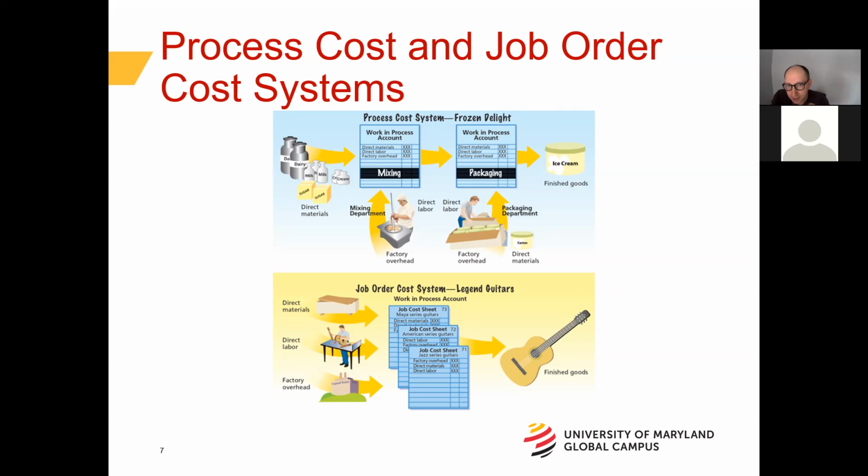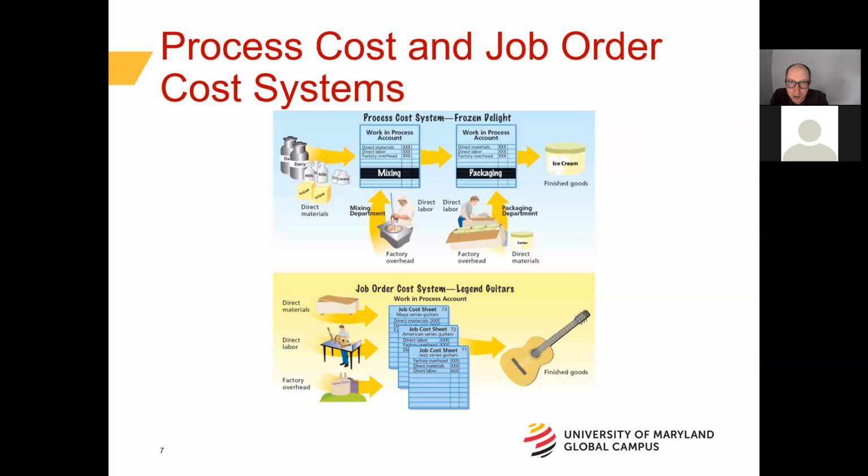And so when it makes it to the packaging department, we add more direct labor from the packaging department. We add more factory overhead from the packaging department. And then we add more direct materials, the package, right? And then when that process is done, we transfer it out of the packaging department with all of those costs that have accumulated from both the mixing and packaging over to finished goods. And it becomes the total cost of a finished good.